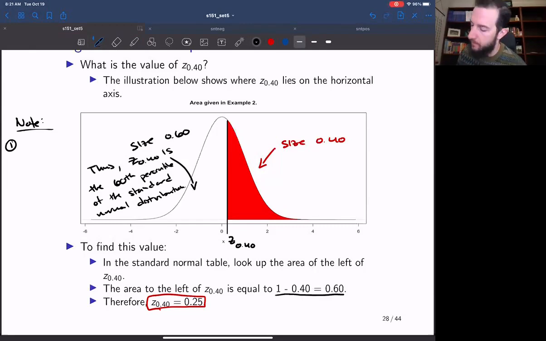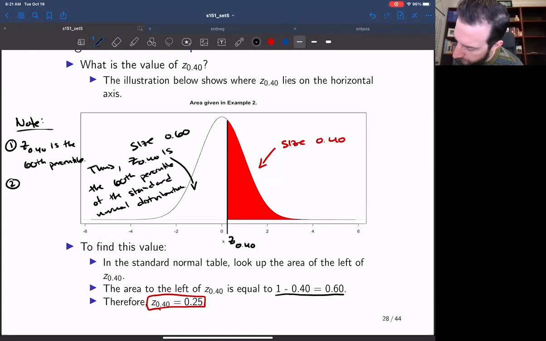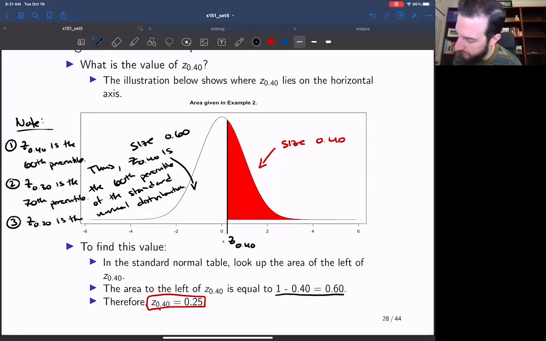So Z 0.40 is the 60th percentile. That would mean that Z 0.30 is the 70th percentile. And then that would mean that like Z 0.2 is the 80th percentile. Okay, and then hopefully you can see the pattern.